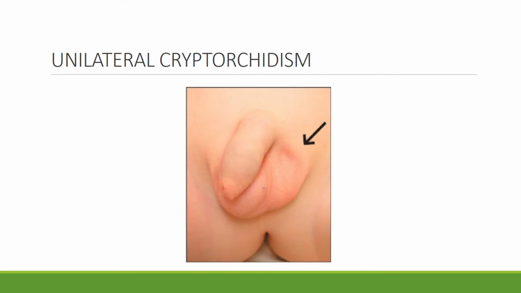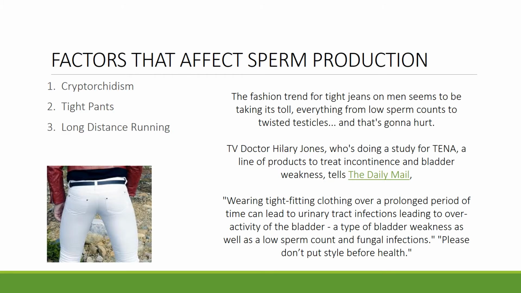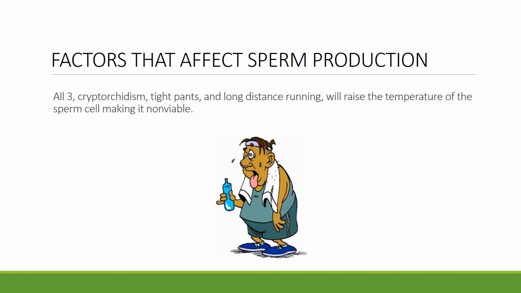This slide shows you a case of unilateral cryptorchidism, which is where one of the testicles has descended into the scrotal sac, but the other has not, and it remains in the abdominal cavity. 3 important factors play a role in sperm production. They are cryptorchidism, tight pants, and long-distance running. Take a look at the blog by Dr. Hilary Jones on the right. The problem in all 3 of these cases is that they will raise the temperature of the sperm cell, making it non-viable.